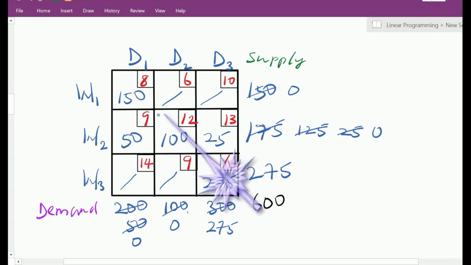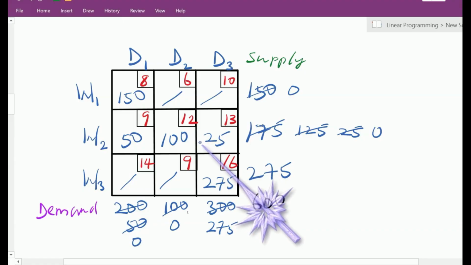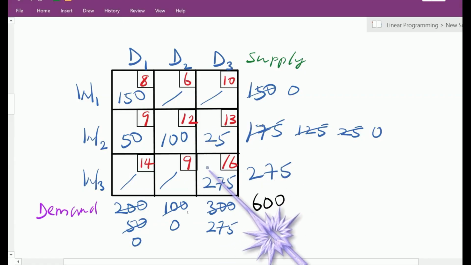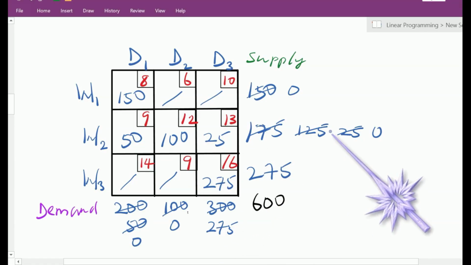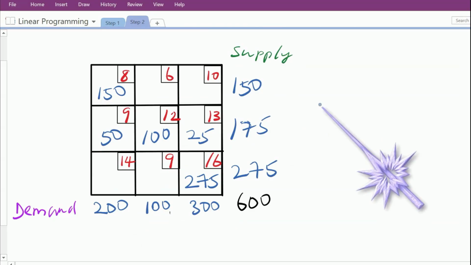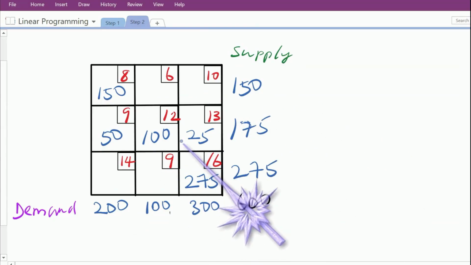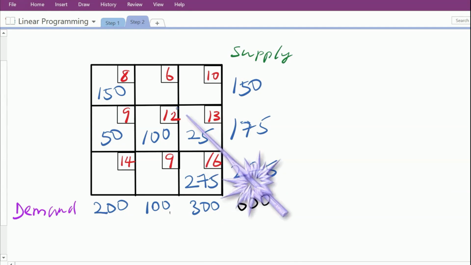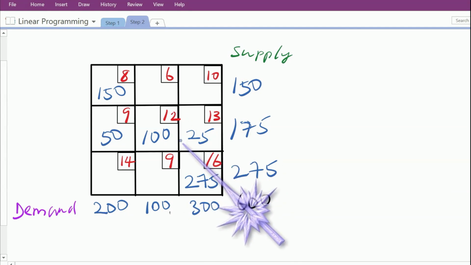This allocation is going to serve as a starting point for using the modified distribution method. So I'm going to copy it out so that it can be clearer for us. Now here we are. We have written out the allocation from the first calculation using the northwest corner method.